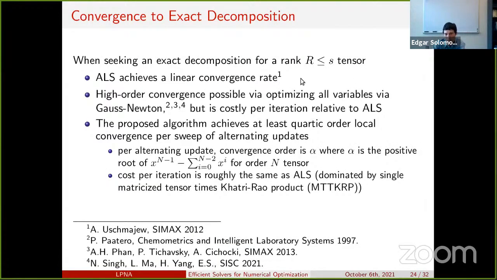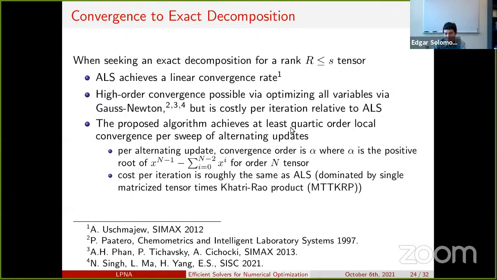In particular, the most basic feature that makes this method pop out is that if we consider exact decomposition for low rank, so for R less than the dimension, ALS for this problem, like in general for general approximations, achieves a linear convergence rate. We could achieve higher order convergence by something like Gauss-Newton, but that requires optimizing all the variables at once and not just doing an alternating scheme. And so a single iteration of Gauss-Newton is quite expensive.